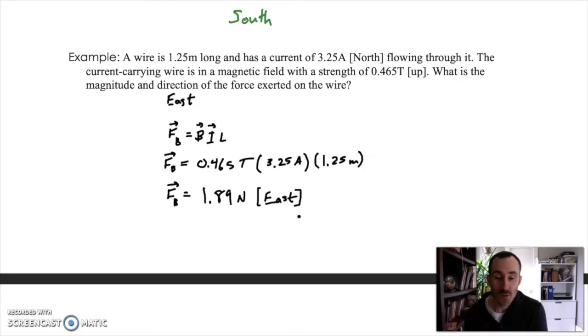So each of these force calculation questions is going to have two parts to it. It's going to have the numerical calculation, calculating the magnitude of the force or whatever other piece you're looking for, and the second part is always going to be using the right-hand rule to figure out what the direction of that missing piece is.